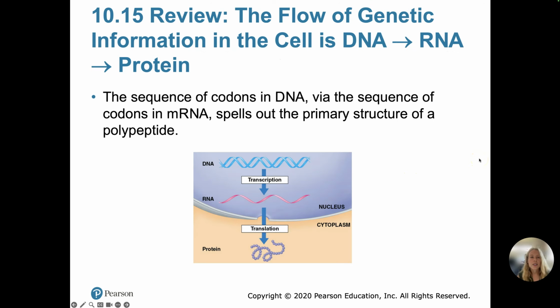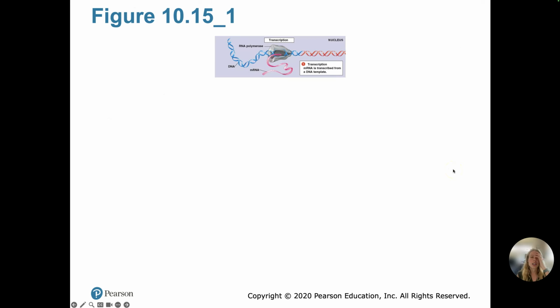Okay, so these next few slides are a review of everything we've talked about in this video. The sequence of codons in DNA, via the sequence of codons in mRNA, spells out the primary structure of a polypeptide, a protein polypeptide. We're going to walk through all of those steps again briefly. So the first step is transcription, where RNA is transcribed from DNA. So in transcription, mRNA is transcribed from the DNA template.